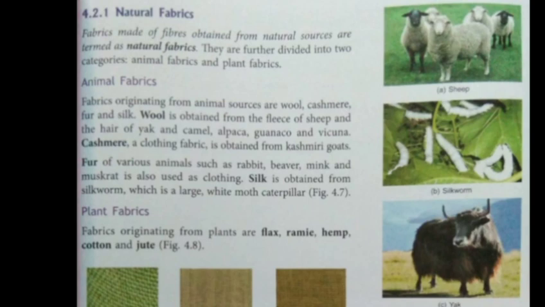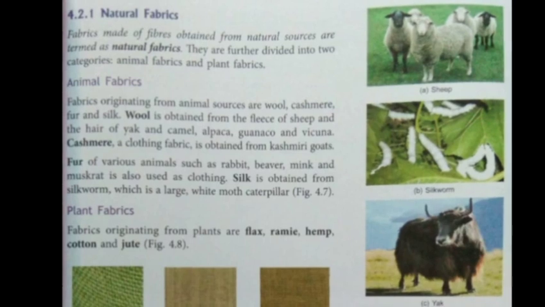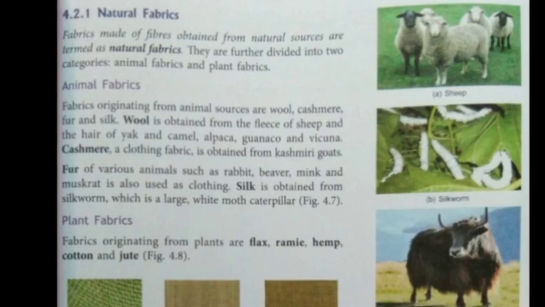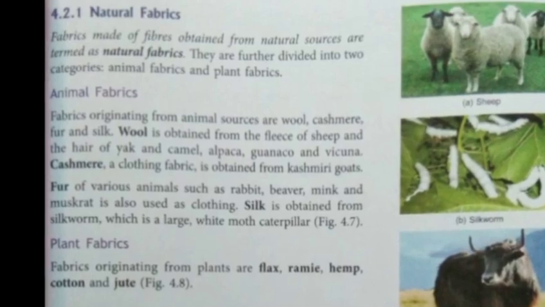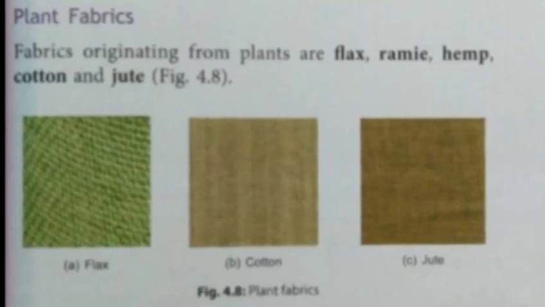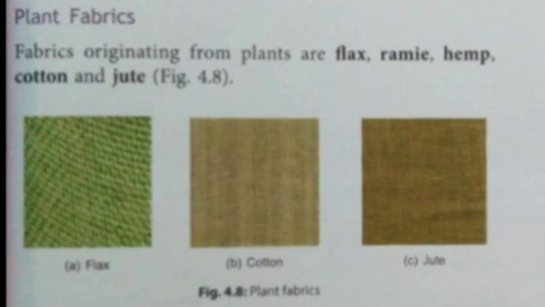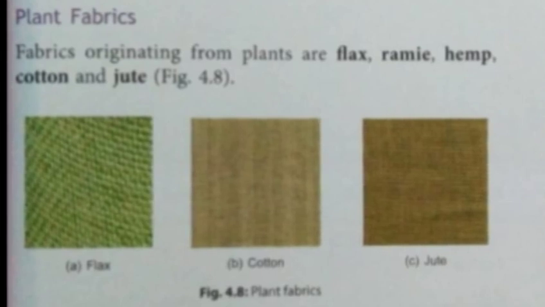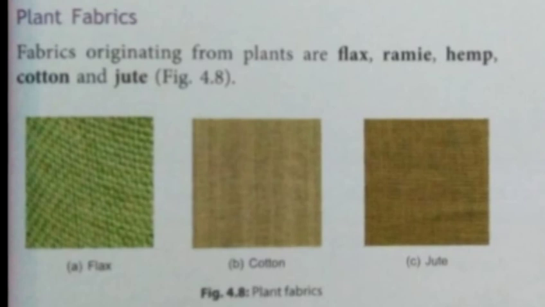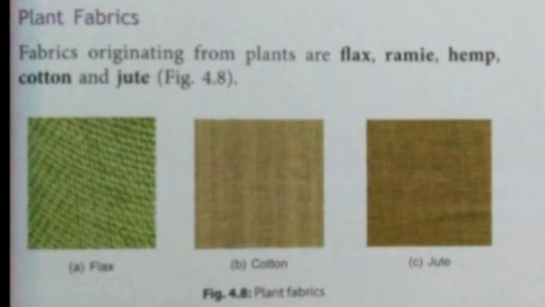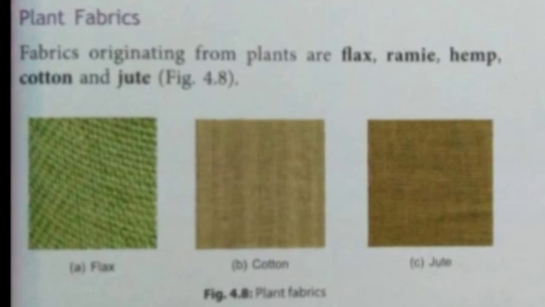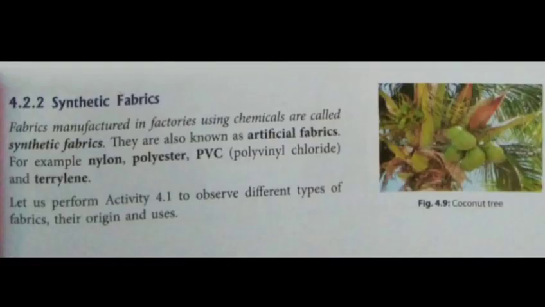The fur of various animals such as rabbit, beaver, mink, and muskrat is also used as clothing. Then the second animal fabric is silk, which is obtained from the silkworm or the insect cocoon. Then come the plant fabrics that are obtained from plant fibers. Plant fabrics include flax, ramie, hemp, cotton and jute. In this chapter, we are going to study in detail the plant fabrics, the plant fibers, cotton and jute.